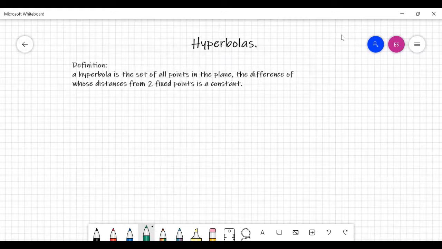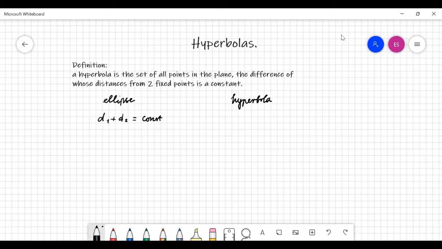Let me show you what kind of expression we're going to have. Remember, for an ellipse, we have distance 1 plus distance 2 equals a constant, right? For a hyperbola, we're going to have distance 1 minus distance 2 equals a constant. And that's going to produce a totally different curve.